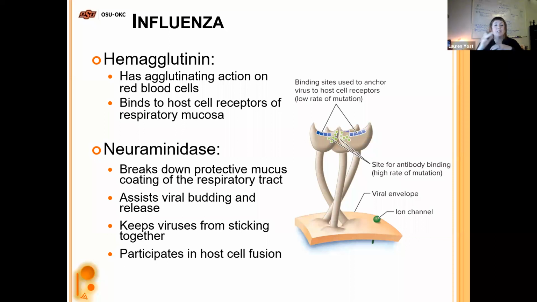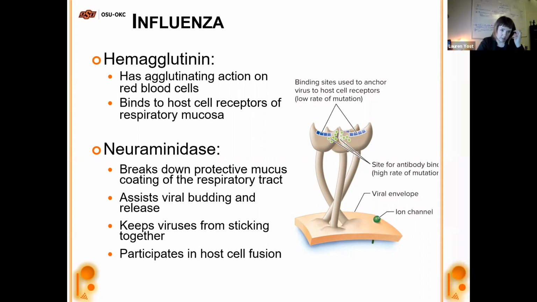It keeps the viruses from sticking to one another, and it participates because of that hemagglutinin that could be on the surfaces. And it participates in the host cell fusion portion as well. So whenever we're going into the cell, so budding and going into the cell, and prevents things from sticking together, breaks down the mucus. Okay.